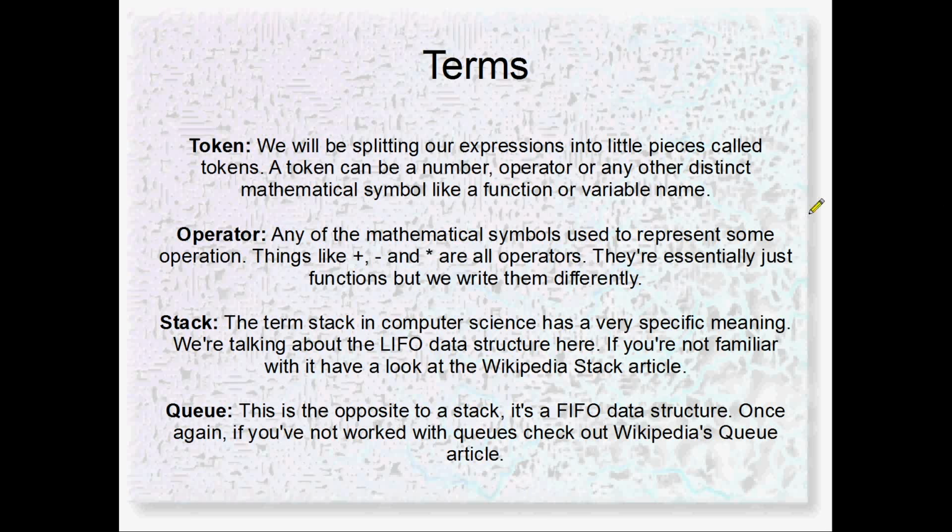Okay, so a few terms before we start. We've got tokens. We're going to be splitting the expressions into little pieces called tokens, and a token can be a number, an operator, or any other distinct mathematical symbol, like a function or variable name. We've got operators. This is any mathematical symbol used to represent an operation. Plus, minus, multiply. We know what the operators are. We've got a stack, which is a little data structure in computer science. If you're not familiar with the LIFO data structure called the stack, have a look on Wikipedia. And we've got a queue, which is another data structure. This is a FIFO data structure, first in, first out. If you're not familiar with queues, have a look on Wikipedia. Good stuff.